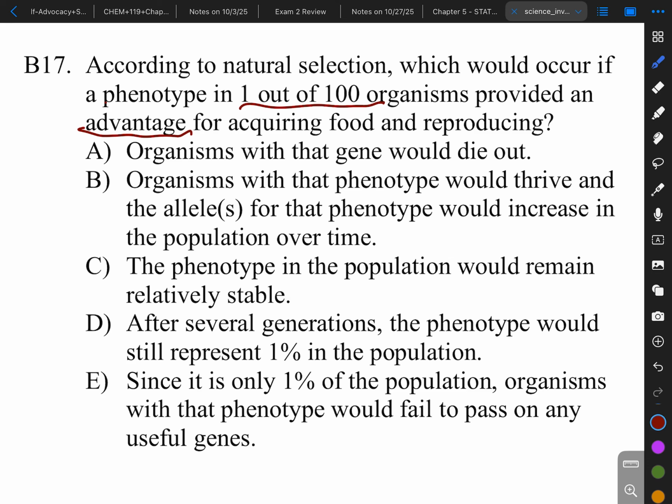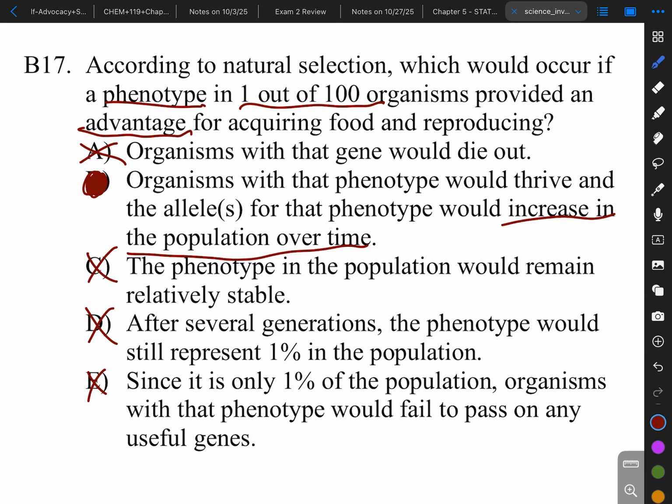Animals that don't have this trait are more likely to die off, and their populations will dwindle. So the population of the animals with the phenotype will rise. That is essentially what natural selection is: the survival of the animals with the best traits to adapt to their environment.